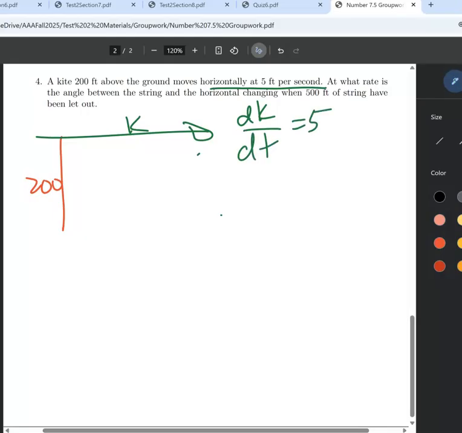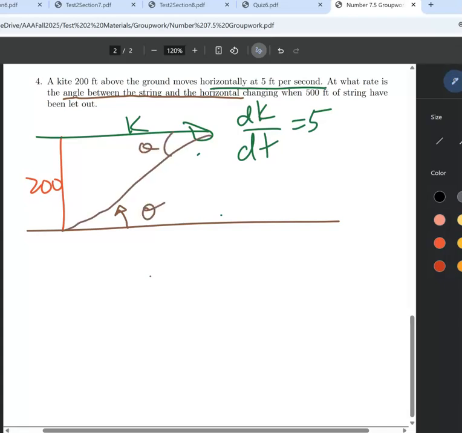So at what rate is the angle, okay, let's be careful, angle between the string and the horizontal? So you can think of it as two different ways. Angle between the string and the horizontal could be here, right? Or it could be here. And we know those are the same. I'm going to use this one because it's in the triangle. So let's see, when 500 feet of string, so I'm going to say when S is equal to 500, I want to find the d theta over dt. So find the rate the angle is changing.